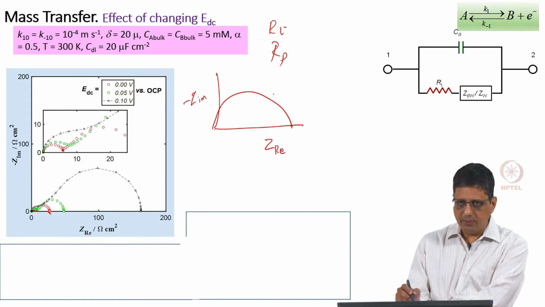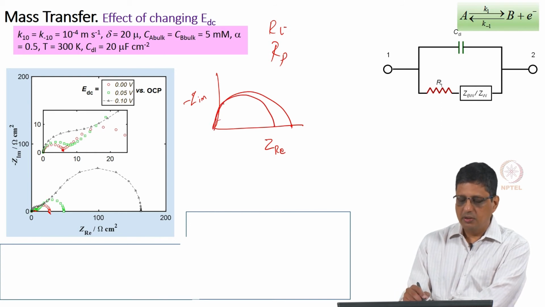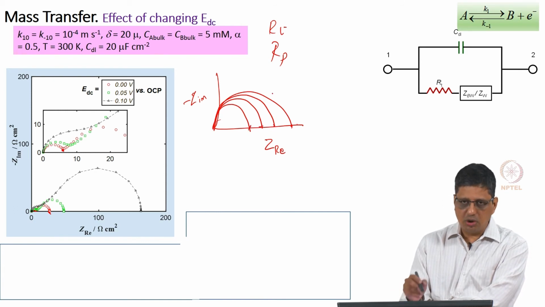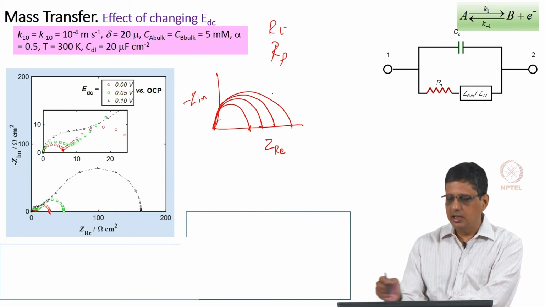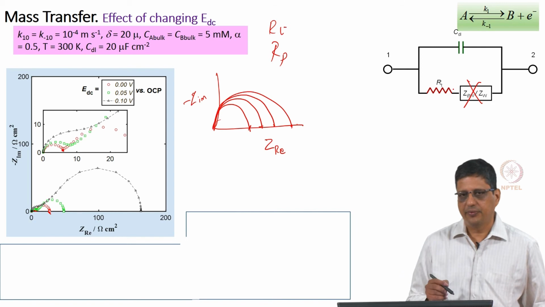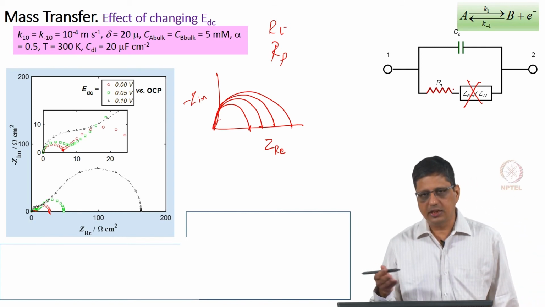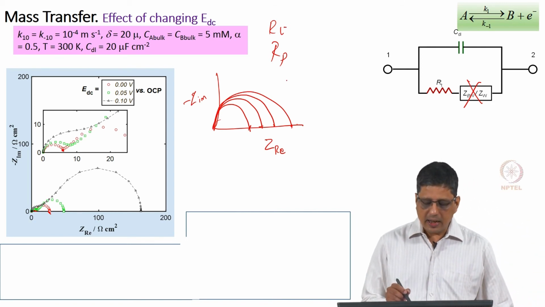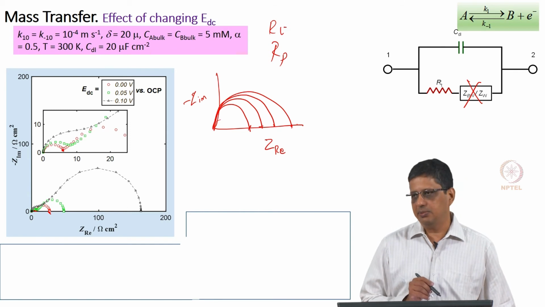When you increase the DC potential, it is going to go down: 100 millivolts, 150 millivolts. The charge transfer resistance and polarization resistance both were the same in that case, because you would represent that by just one resistance, in which case polarization resistance and charge transfer resistance are the same, and both of them decrease with respect to potential.